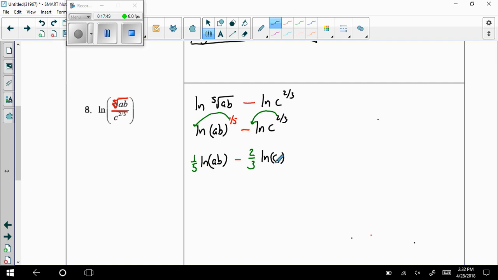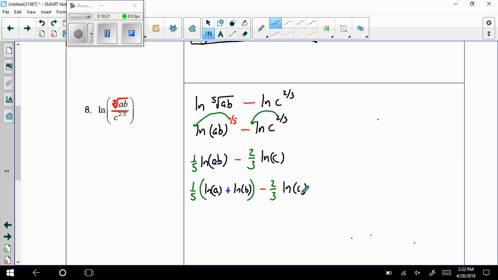You don't need them. Okay, the next thing I'm going to notice is I have a multiplication in between the A and the B, so I can split those up using addition. And so the 1/5 is still on the outside. And this becomes natural log of A plus natural log of B. And we still have that minus 2/3 natural log of C.